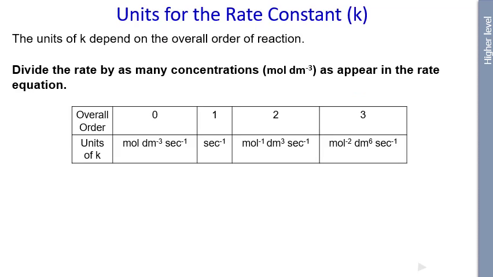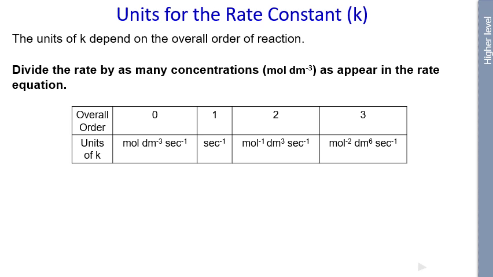Okay, so as mentioned earlier, the units of the rate constant are dependent on the overall order of the reaction. If you divide the rate by as many concentrations in moles per decimeters cubed as appear in the rate equation, you get the rate constant. So if the overall order of a reaction is 0, then the units are moles per decimeters cubed per second.